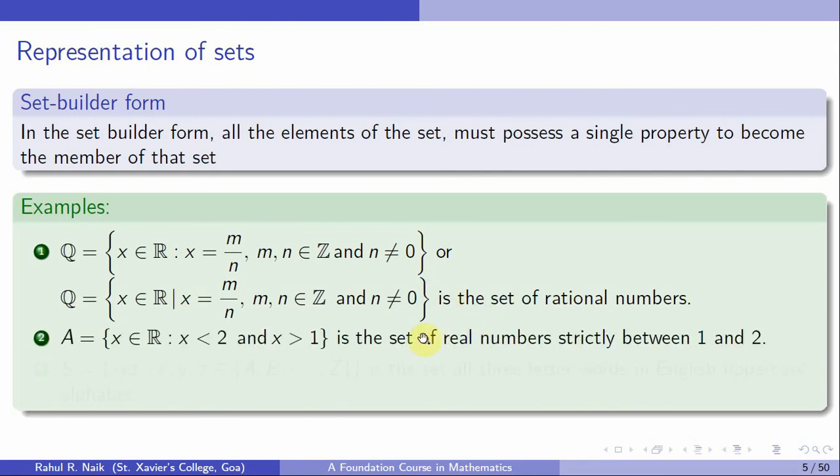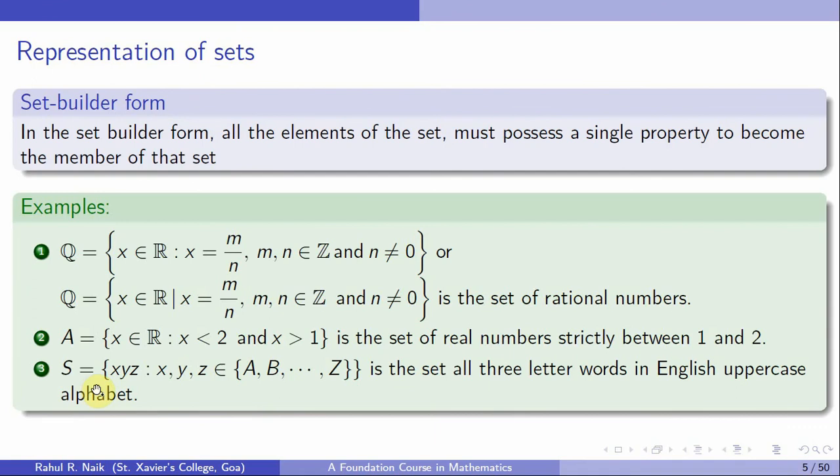Then again, the set of real numbers strictly between 1 and 2. These are not integers. These are not 1 or 2. There are infinitely many elements between 1 and 2. So these are the real numbers. We cannot put it in the roster form. So we use this. Basically, it's a set of all x in R such that x is less than 2 because it is between 1 and 2, and x is strictly greater than 1. In fact, you could have written this as 1 less than x less than 2.